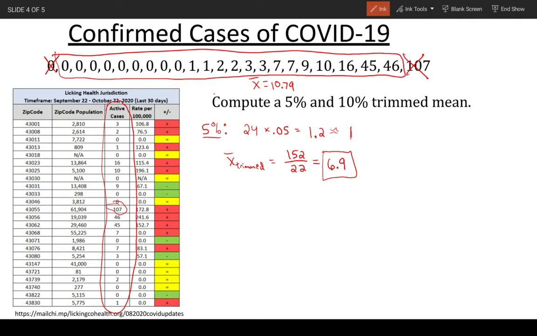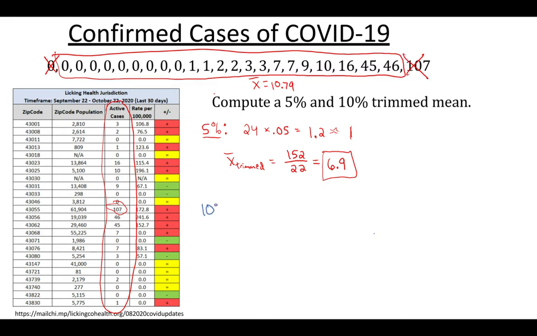To calculate the 10% trimmed mean, it's going to be very similar. We're going to do 24 times, in this case, 0.10. So when we do that, we get 2.4. Nearest integer is 2, so it's approximately 2. So we're going to knock off 2 from the top and 2 from the bottom, starting with our original. So we're going to knock off this one, and then we knock off 46 and 107. So then we're just considering the mean of all of this without the top 2 and then without the bottom 2. So we're essentially eliminating 4 of the data values.